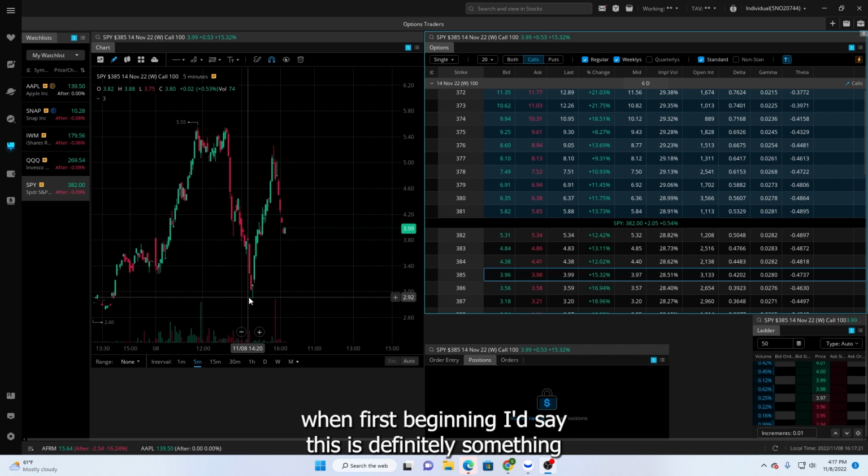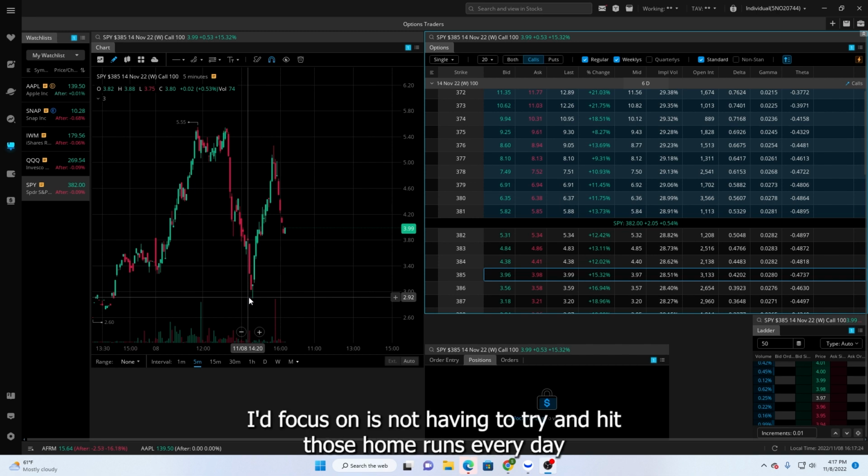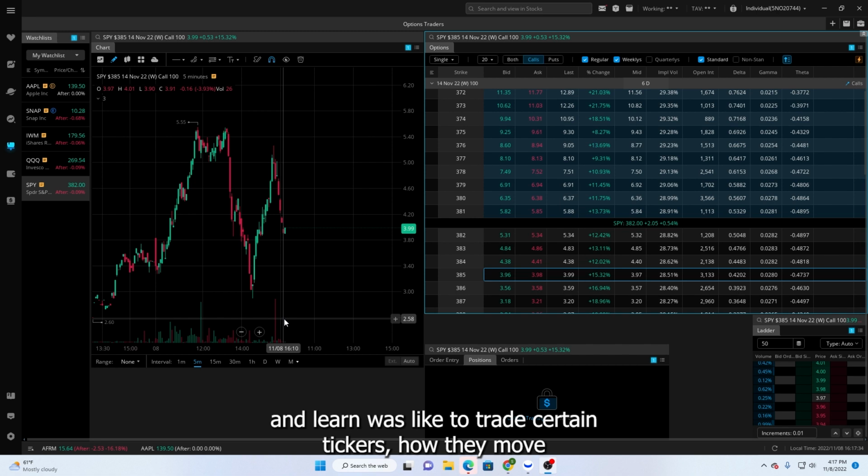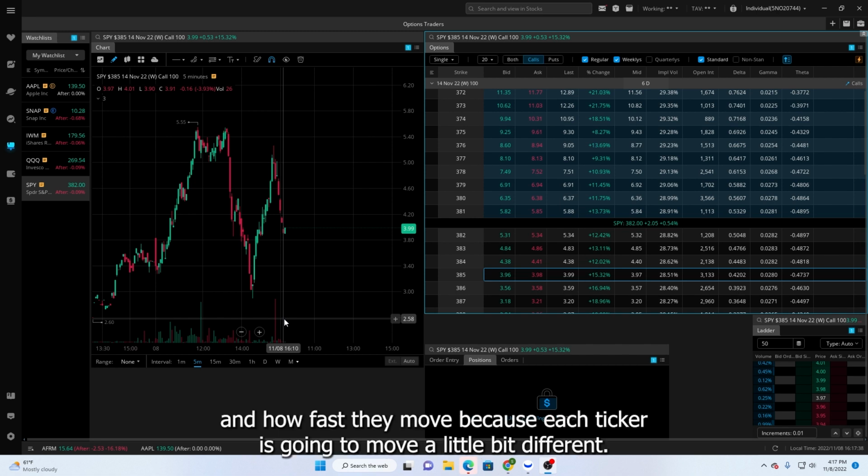When first beginning, I'd say this is definitely something I'd focus on, is not having to try and hit those home runs every day with zero DTEs. You know, build up some confidence in your system and learn what it's like to trade certain tickers, how they move and how fast they move, because each ticker is going to move a little bit different.